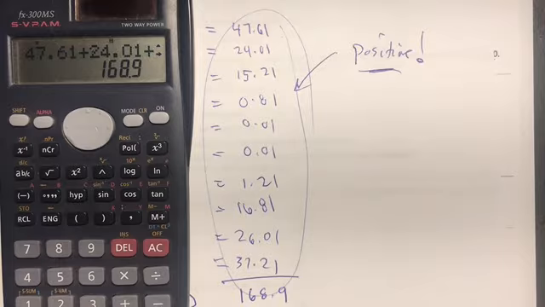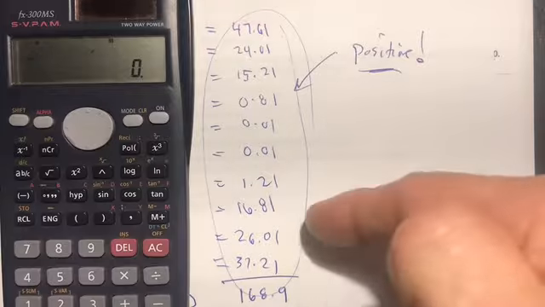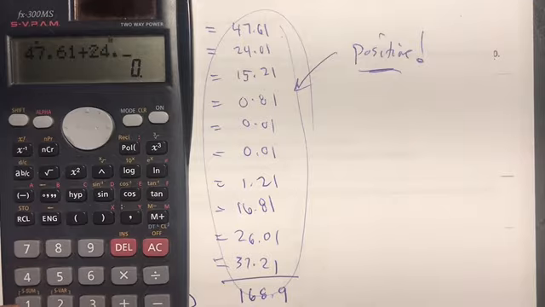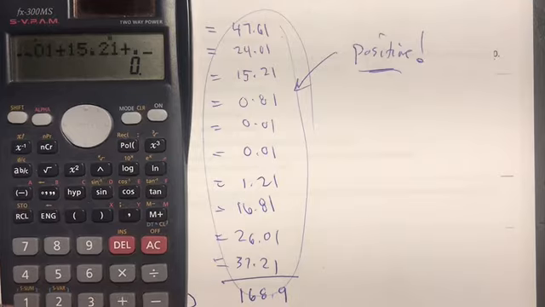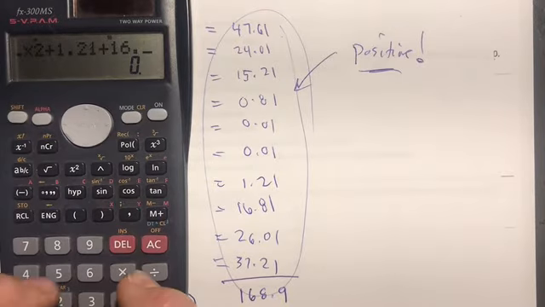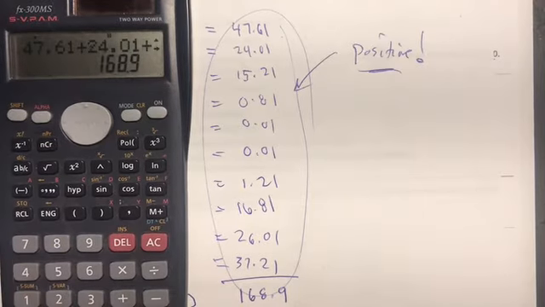Okay, now we'll do it again. You can fast forward through this if you want to, but you always want to do this twice because you could have made a mistake punching it in. 47.61 plus 24.01 plus 15.21 plus 0.81 plus 0.01 times 2 plus 1.21 plus 16.81 plus 26.01 plus 37.21. All right, got the same number this time, so I think I'm good. I did it twice, got the same number both times.